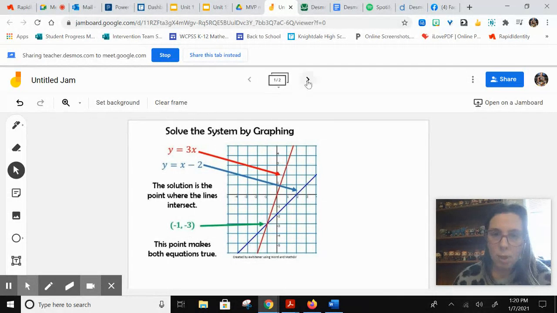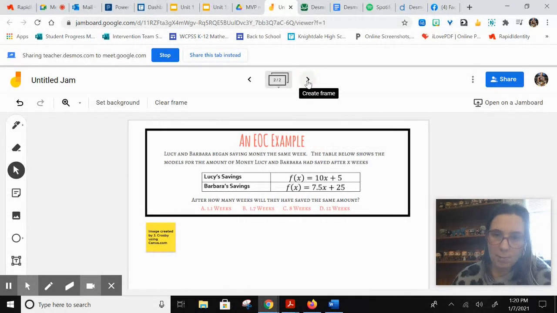We have this word problem, and it says Lucy and Barbara began saving money the same week. The table below shows the models for the amount of money Lucy and Barbara have saved after x weeks. After how many weeks will they have saved the same amount? They gave us two separate equations, and they're not a system yet because we haven't graphed them and found where they cross. We just have two separate ones. So I'm going to show you how to use Desmos to graph and then to solve.